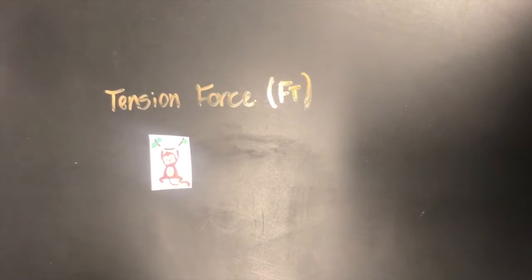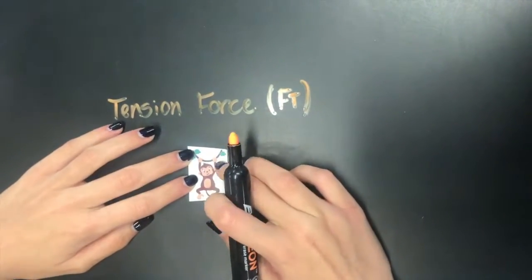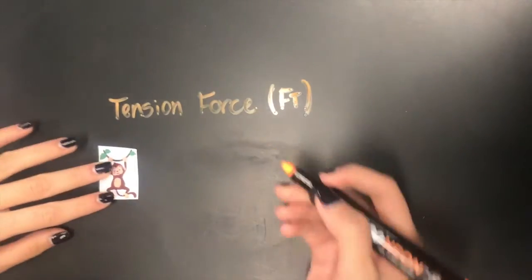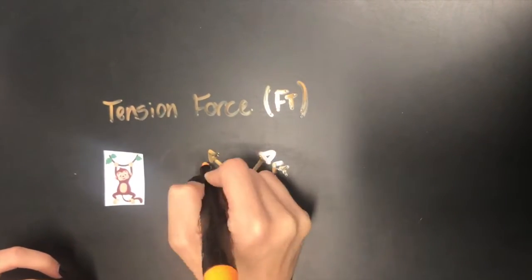The tension force happens when we have a force that is creating tension. In this case of the monkey, it is hanging on the branch, which means the tension is made in his arms. So here I have the monkey and the tension forces.